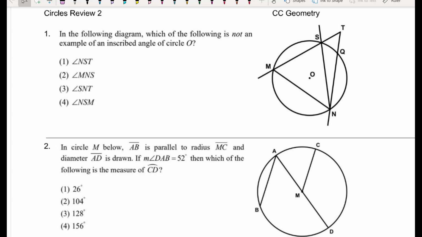In this video, I'm going to go through review 2 for the first part of the circles unit with all the rules. A reminder that you can use your study sheet for tomorrow's quiz.